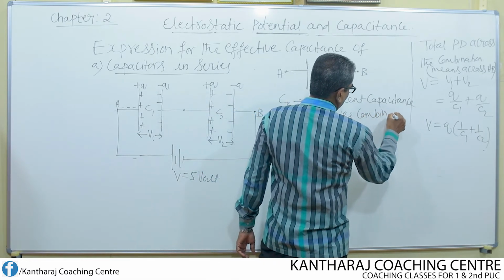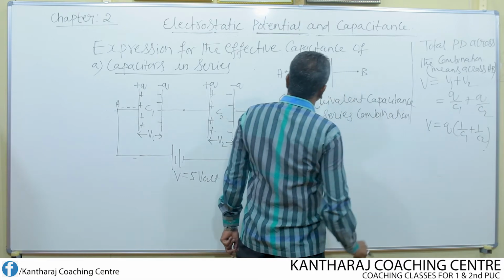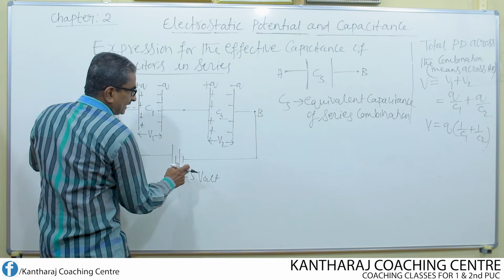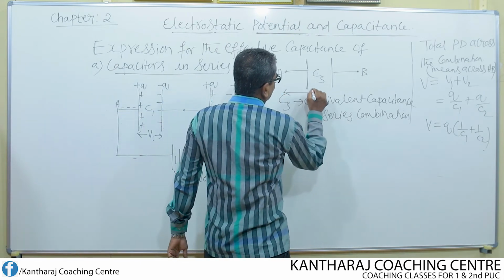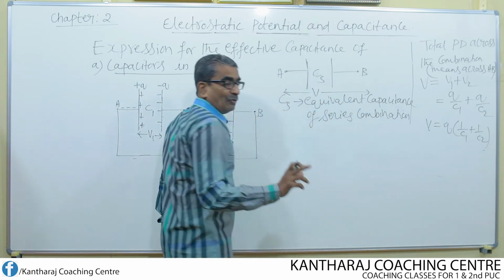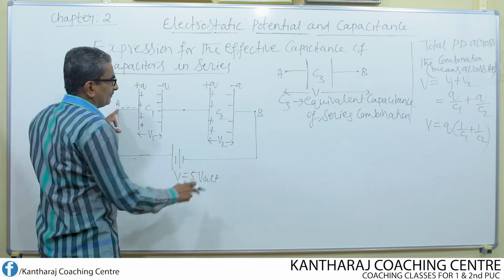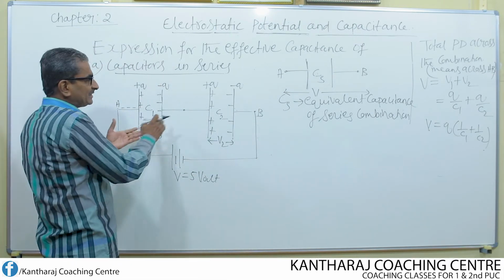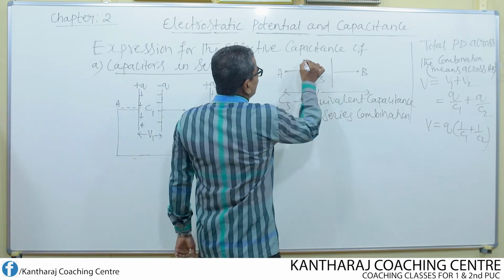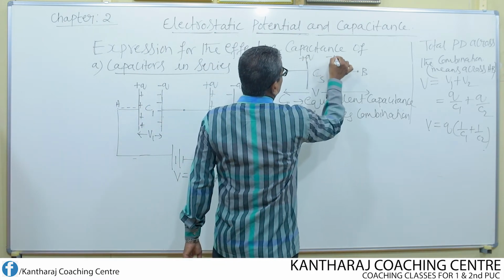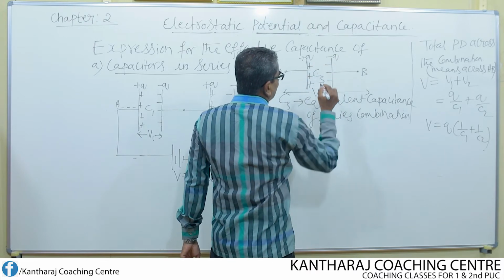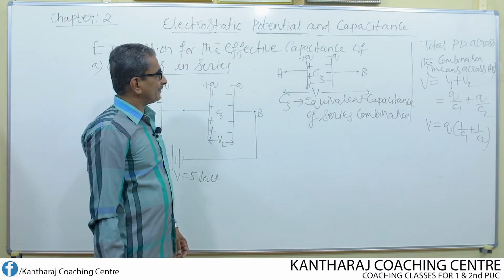Now, what is the total potential difference across AB? It is V. I write that same V. What is the total charge between the point A and the point B? It is Q itself, which is the same on each capacitor. So this is plus Q and this is minus Q. So this plate gets charged positively, this plate gets charged negatively.